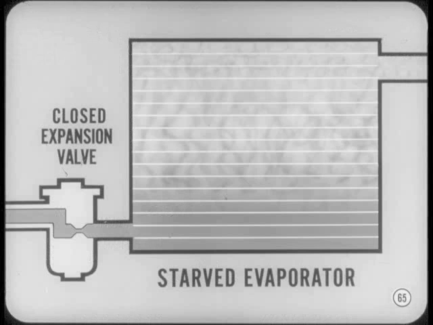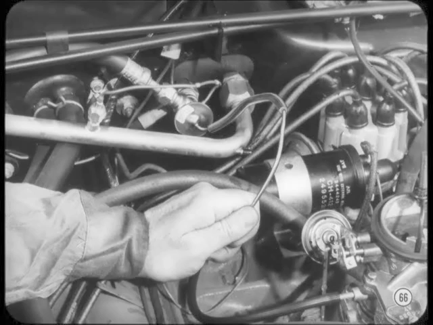Now, where a starved evaporator causes low discharge pressure on the center gauge, suction pressure on the left side gauge will also be low. Here, unlike the low refrigerant condition, the right side gauge will drop to 0 or lower. Usually, a starved evaporator means a closed expansion valve. To find out if the expansion valve will open, warm the thermal bulb in your hand. If gauge pressures remain low, you'll have to replace the valve.